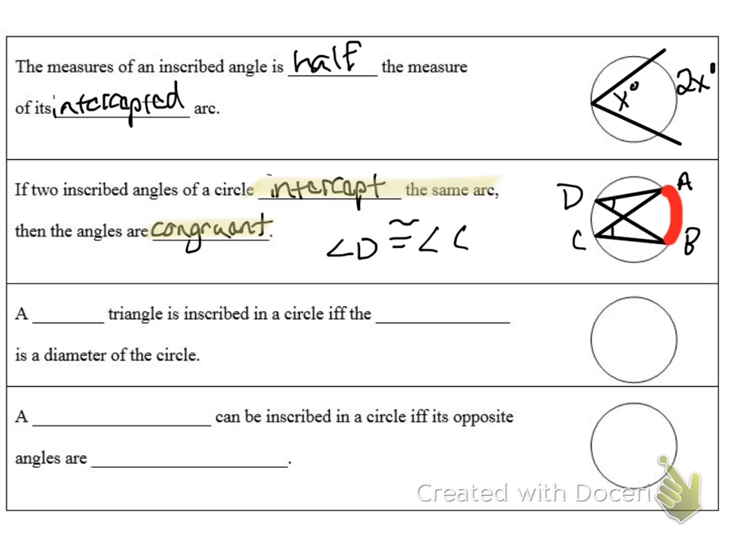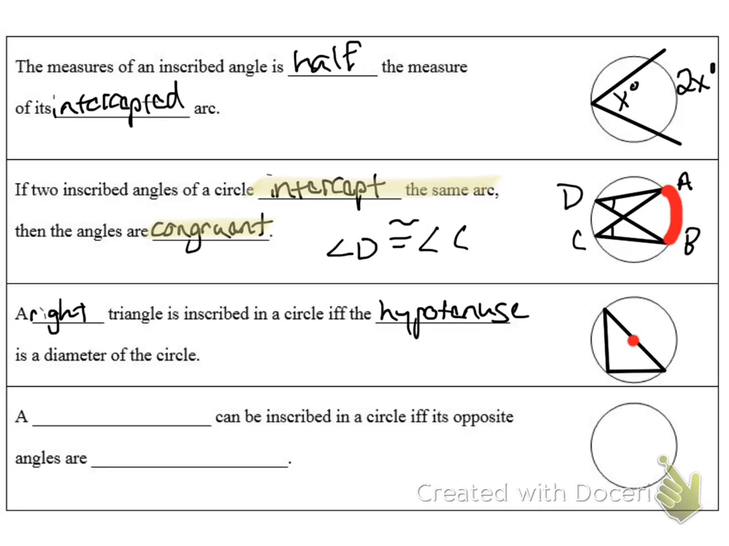Next property, a right triangle. So we're coming back to right triangles. It's amazing how much we can use them in circles. A right triangle is inscribed in a circle if and only if the hypotenuse is a diameter of the circle. So what would go here is, let's go ahead and draw that through the middle. There's the center of the circle, and let's finish up the rest of the triangle.